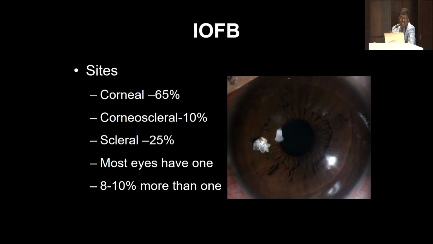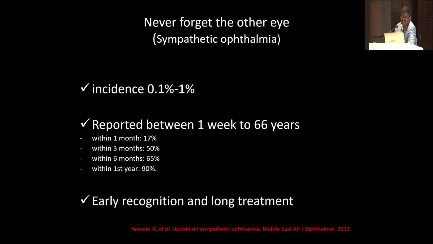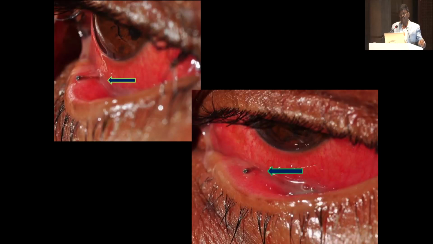And the common sites are corneal in more than 65% of the cases, scleral it's 25%, and only in 8 to 10% will have more than one foreign body. Unfortunately, we don't have these blast injuries in our part of the country, so we don't come across multiple foreign body. And it is present in 70% of the cases in the posterior segment. And again, it depends on the velocity, nature, and the size of the foreign body.